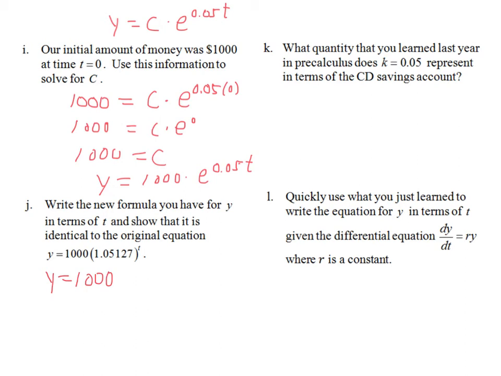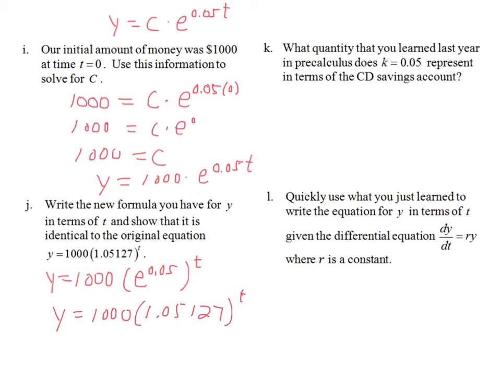okay? We need that t to appear outside some parentheses, so I think we can rewrite this as e to the 0.05, and then outside the parentheses raised to the t power. And we know that if we have a power raised to an exponent, we would just multiply the two exponents. So we're just going the opposite way with that. And now if you pull your calculator out and plug in e to the 0.05, you will get the number that we have there. So y will equal 1,000 times 1.05127 raised to the t power.